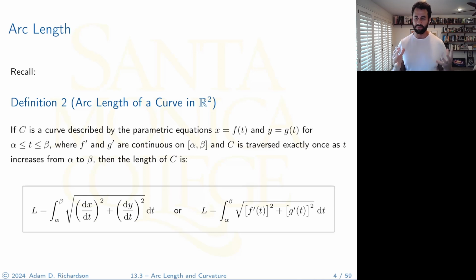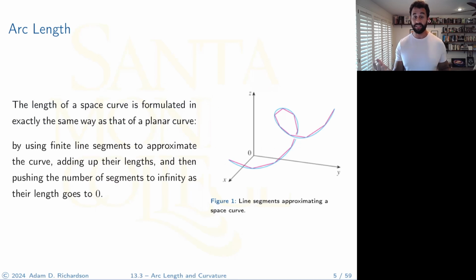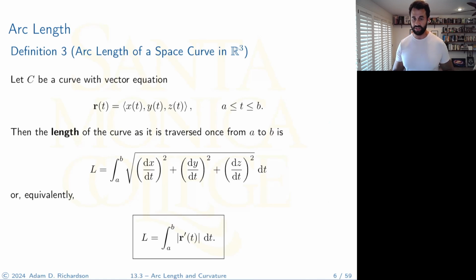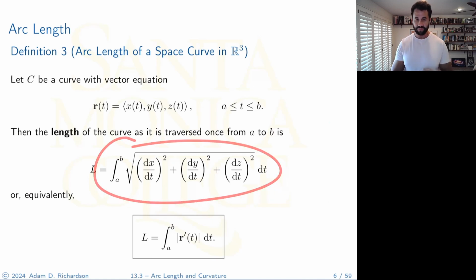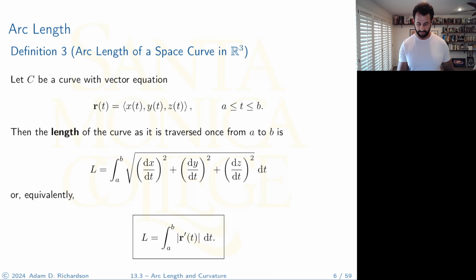So the whole idea, if you remember from Calc 2, the way that you came up with this formula was you basically used approximating line segments, and then you took the limit as those line segments shrunk to nothingness. And then that gave you this integral. Well, in higher dimensions, the process is identical. So how do you find the length of a space curve? Well, you start by using finite line segments. You add up the lengths of those line segments, and then you push the number of segments to infinity as their length goes to 0. And so then you get a more general arc length formula. For us, we're going to stick to 3 dimensions for now. So this is the definition of the arc length of a space curve in R3.